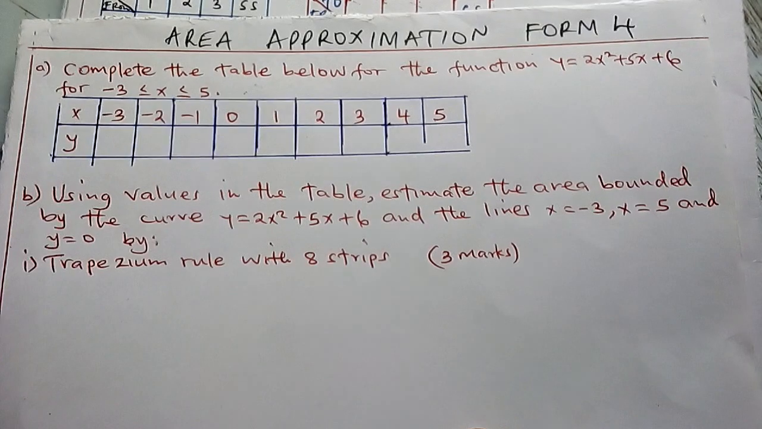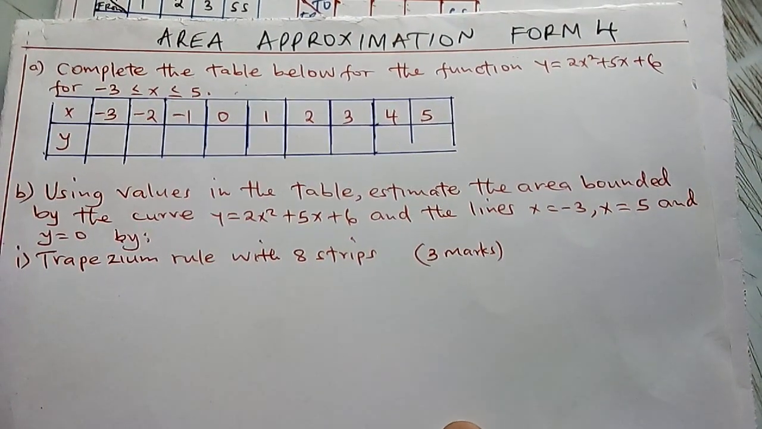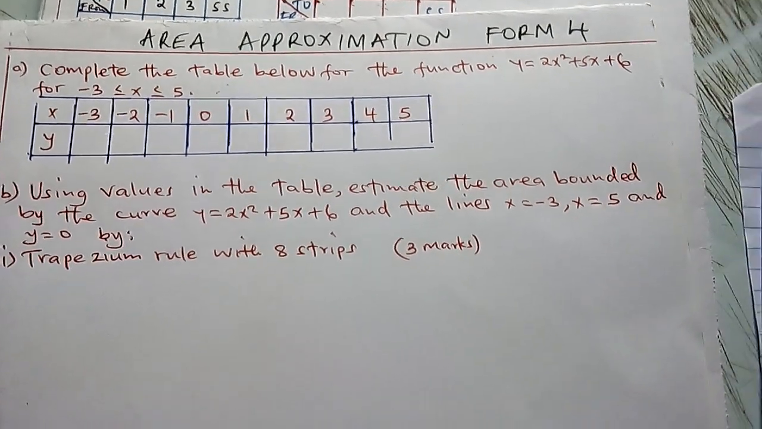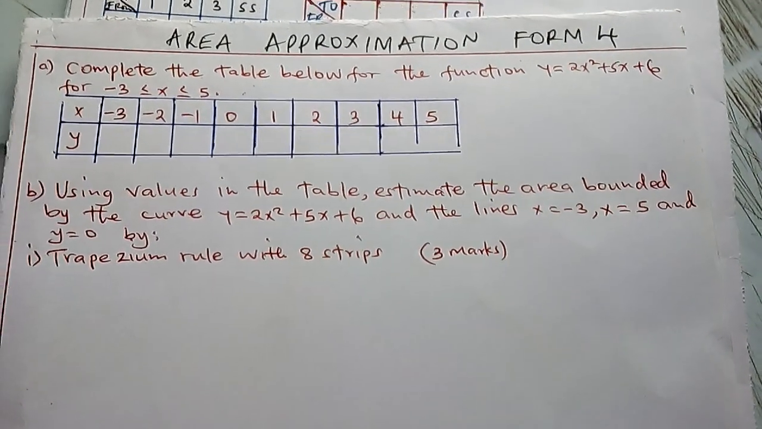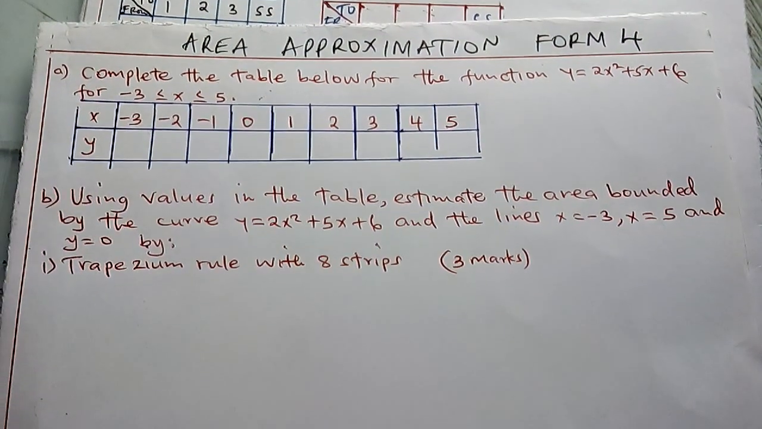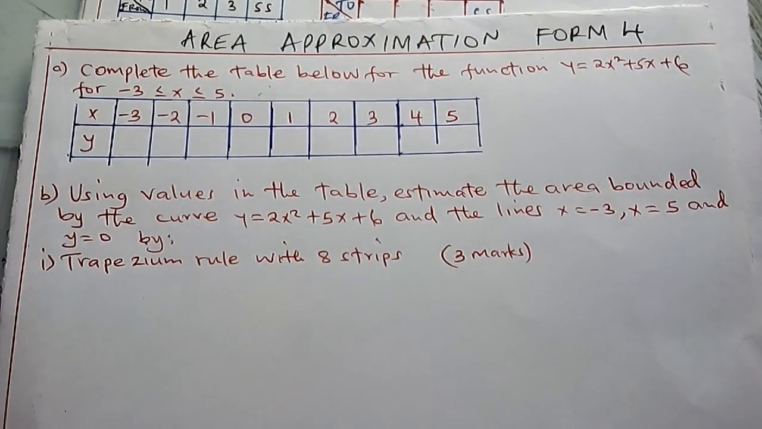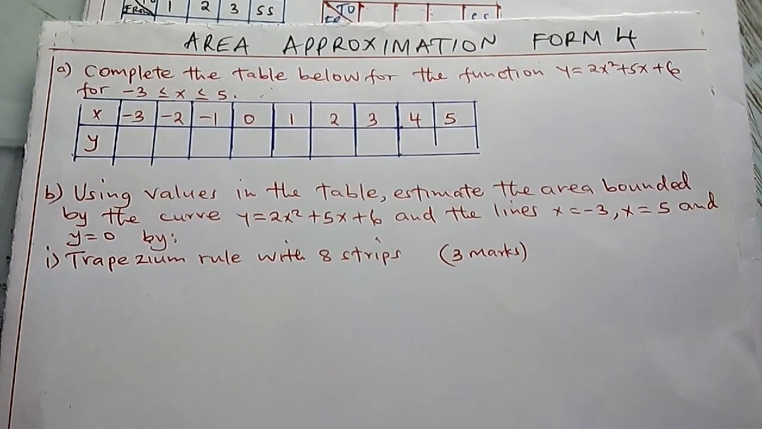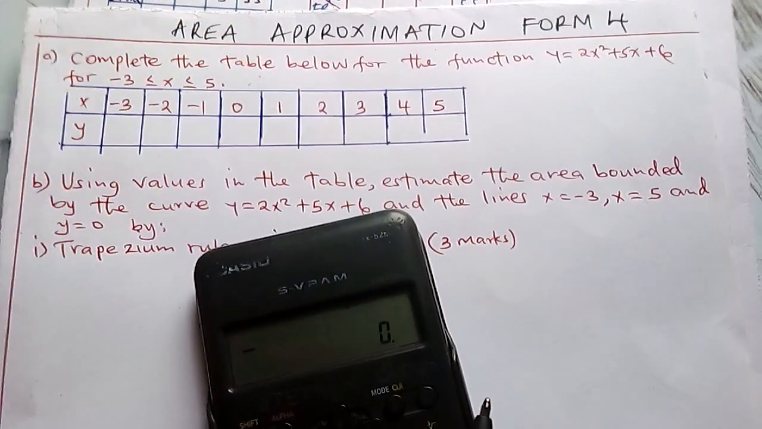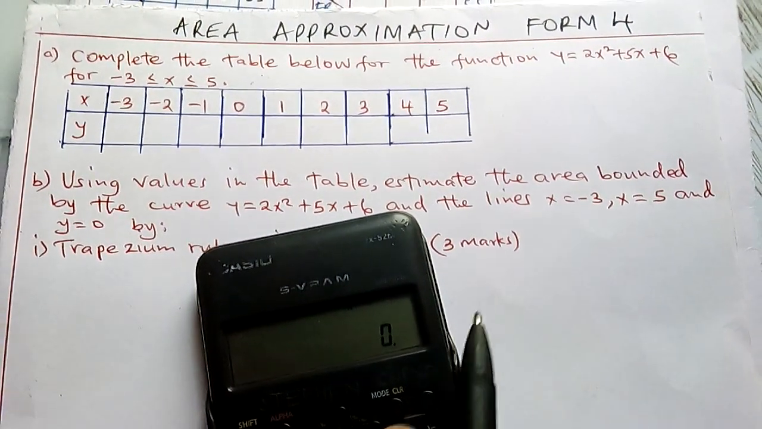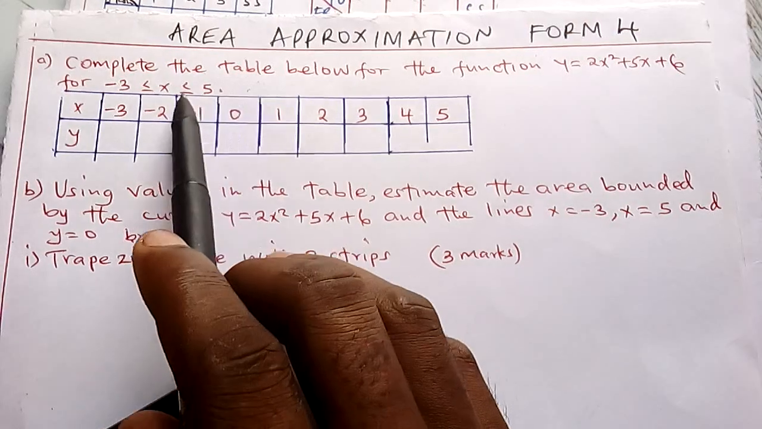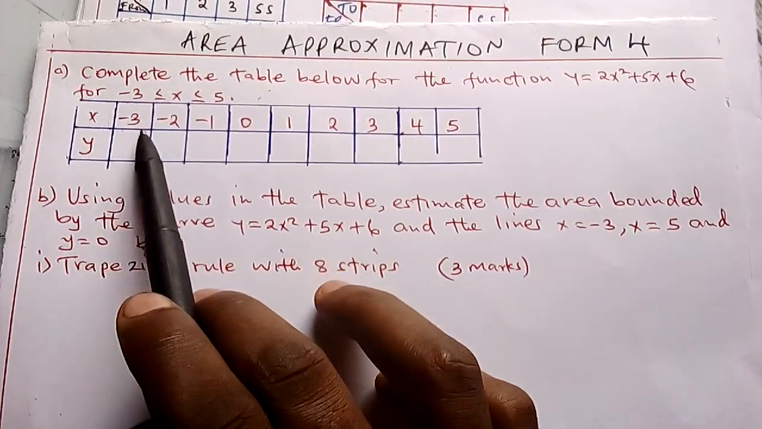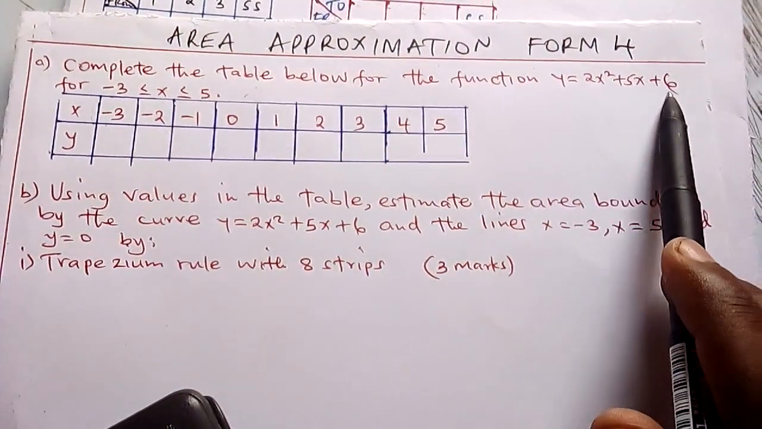So the first question is that you have been told to complete the table below for the function y is equal to 2x squared plus 5x plus 6, for the range x is from -3 to 5. That's very simple. What you do, you just substitute. So here we have x is -3. You just substitute this value in this function.